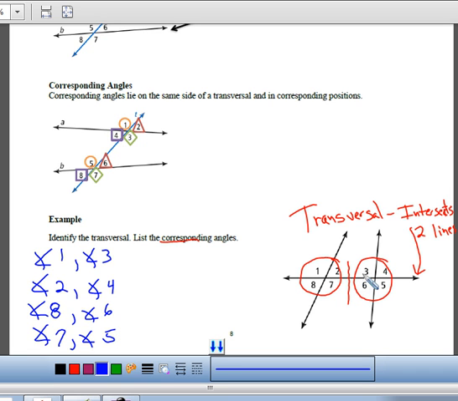Very important to keep in mind what we're doing here. Some people just go with the numbers and say, 1 goes with 5 all the time, and 2 goes with 6 all the time. And no, it doesn't work like that.